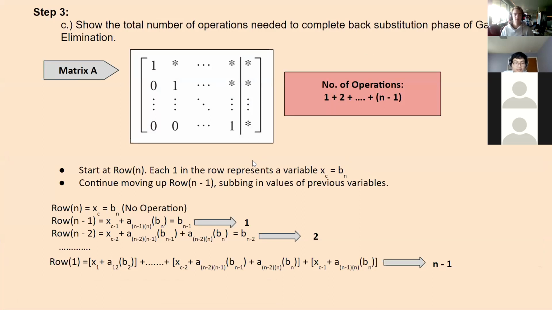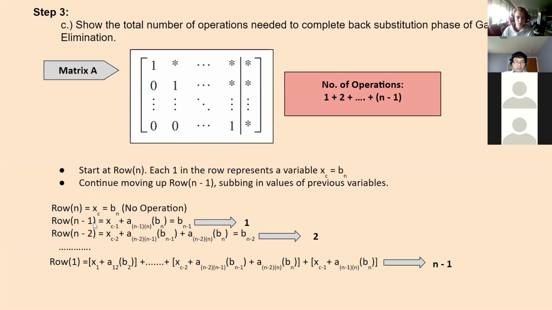So now we can show the number of operations needed to complete the back substitution, because we now have the diagonal of 1s in reduced echelon form. To do that, we need to start at the last entry of the column right here. We start with that, seeing how each one represents a variable in our matrix equal to the augmented matrix here. We can do that by substituting in the values. For the bottom, or nth row, no operation needs to be done.